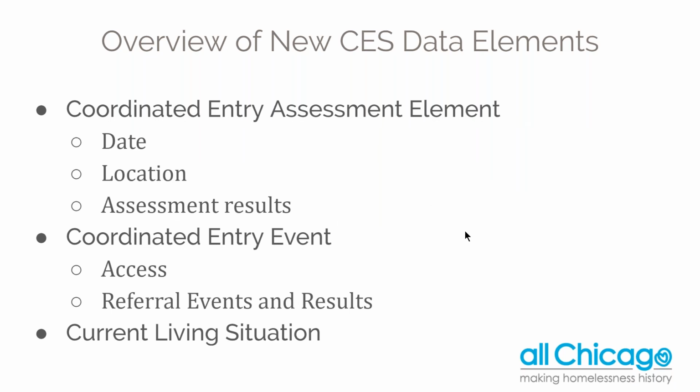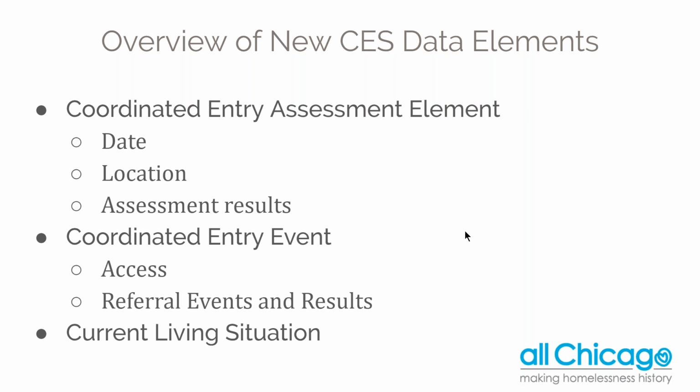So some of the new coordinated entry data elements: there's an assessment element, which is really just, did they do the assessment, where was it, and what were the results of the assessment? Then we have the coordinated entry event, which is really just measuring the referrals. You may already know that an event is when a referral goes out, when a referral is updated to show that a client has scheduled an intake, then the client is enrolled, then the client is housed, etc. So those are the events that happen through the coordinated entry event data elements. And then of course we have current living situation.